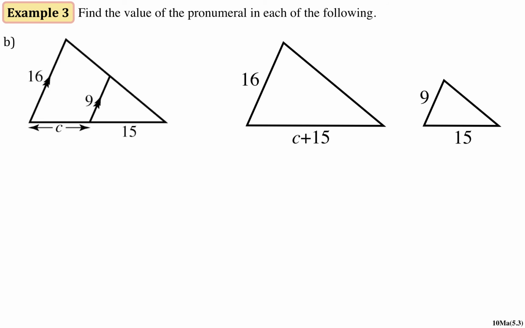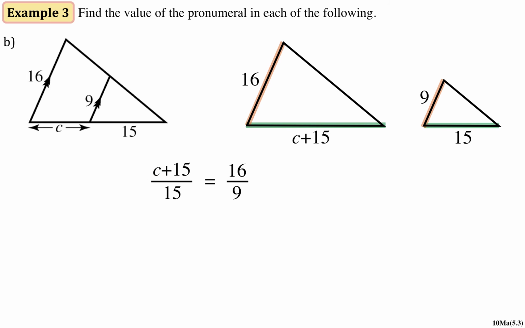Now I've got my length across the bottom. It's a case of matching up sides. So if I looked at my big triangle, it has the length I'm looking for, C, but it's also got a plus 15 next to it, so C plus 15, if I divide it by 15, that will give an answer that is the same ratio or proportion as doing 16 divided by 9. Now I've got myself two fractions equal to each other.